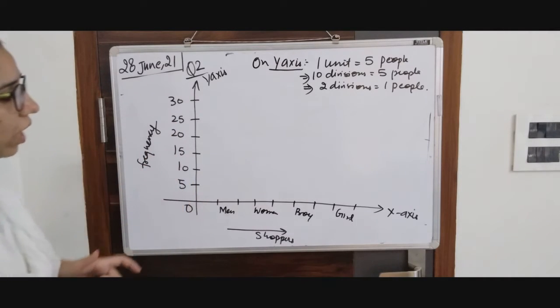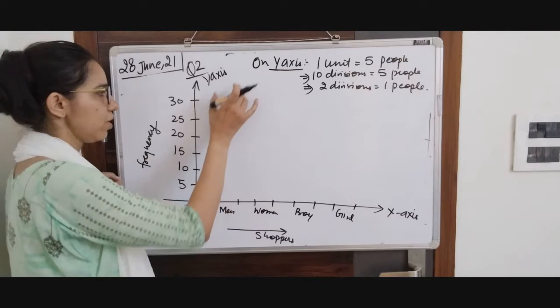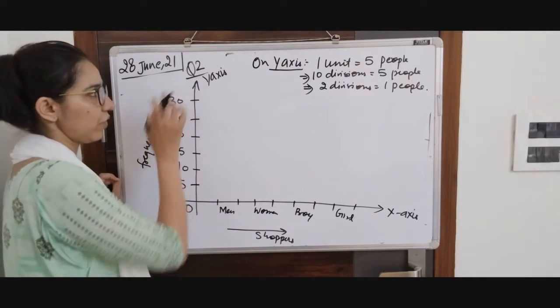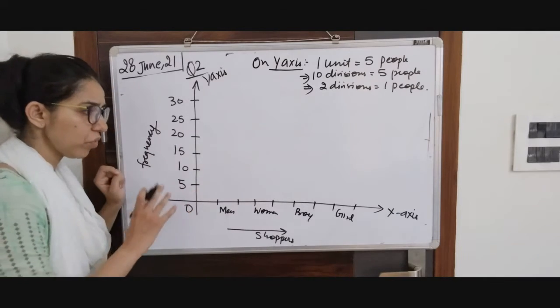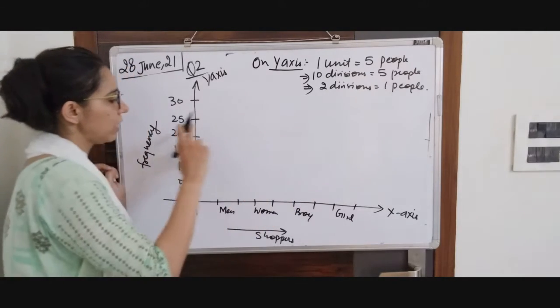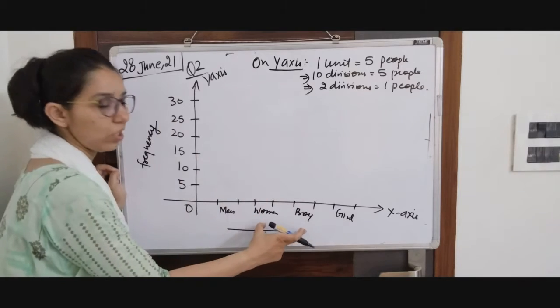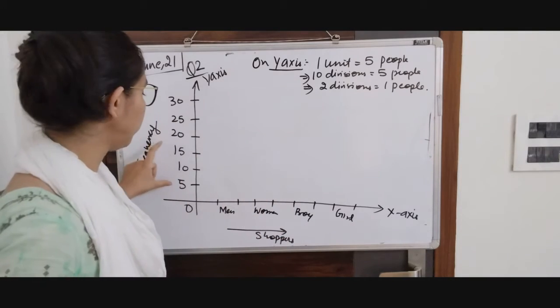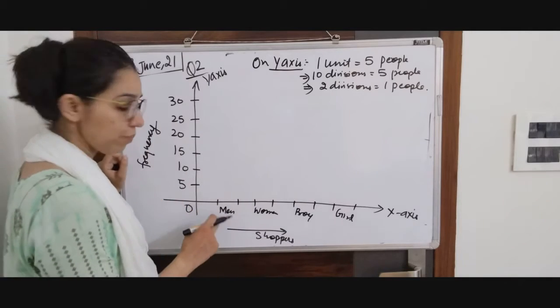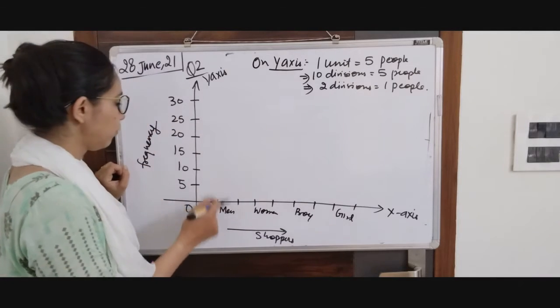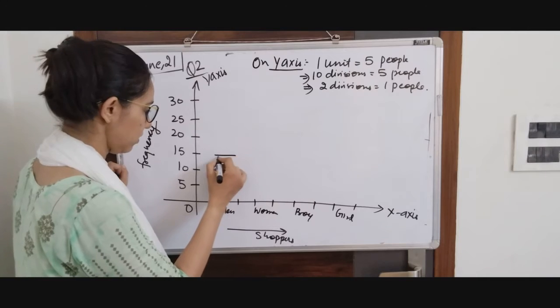If you want to make your bars vertical, you will use your frequency on the y-axis, but if you want to make your bars horizontal, then you will represent your frequency on the x-axis. I'm going to use frequency on the y-axis. So first is men. Men is 15. 15 is this one.